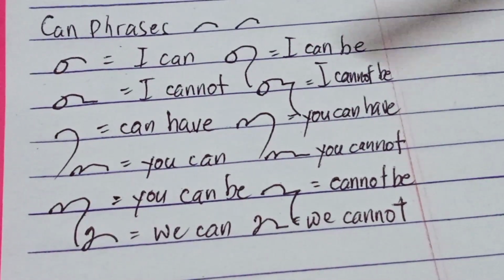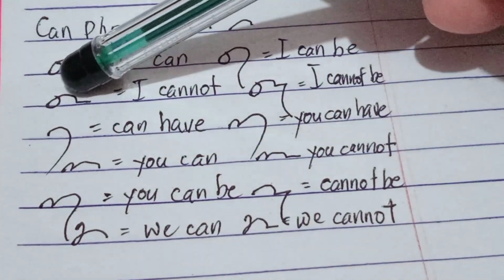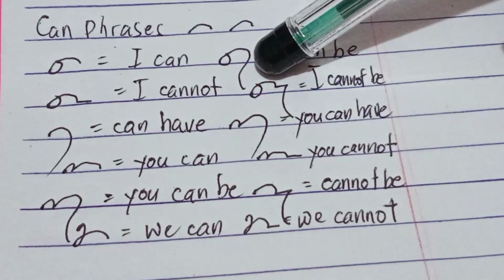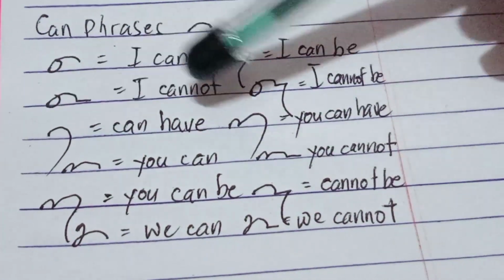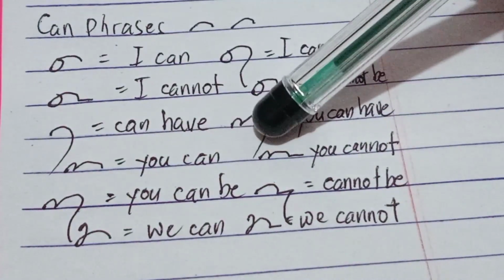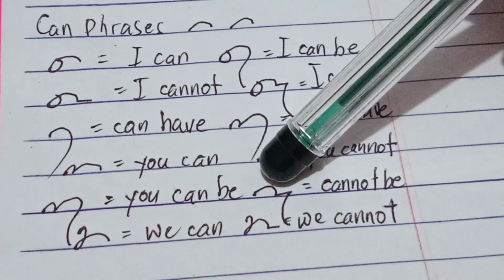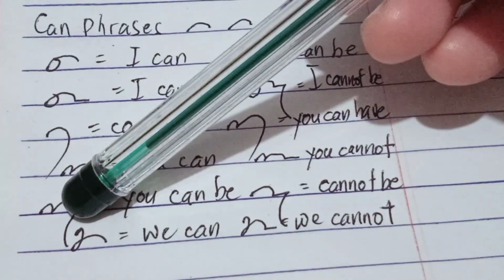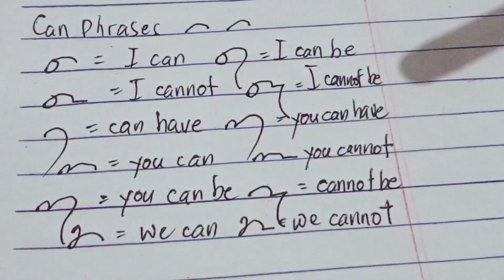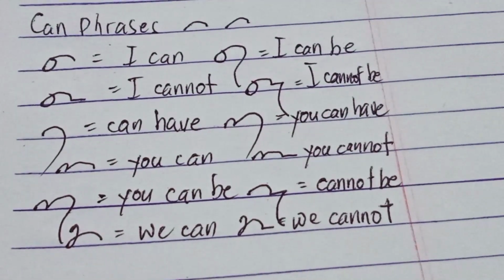Okay, read all together. So this is I can be, I cannot be, can have, you cannot, you can be, cannot be, we cannot. Okay, so examples po yan ng can phrases.